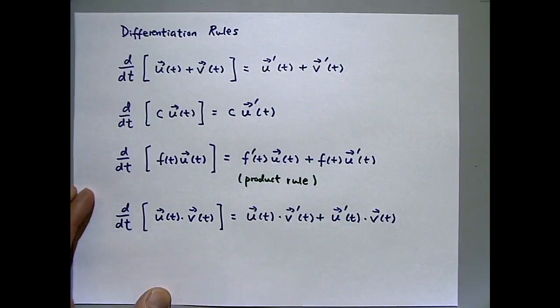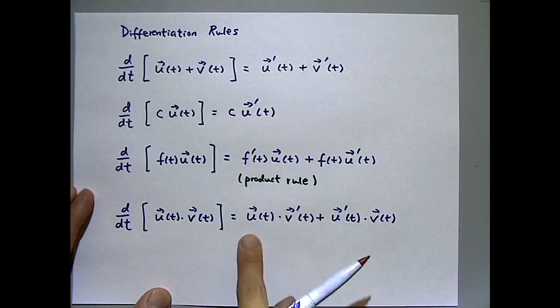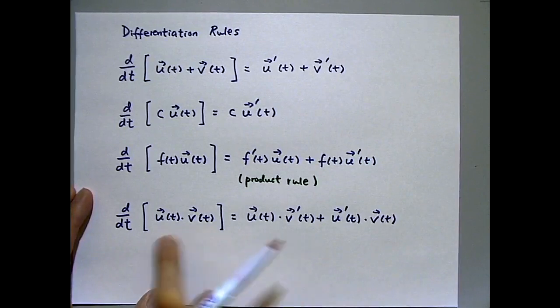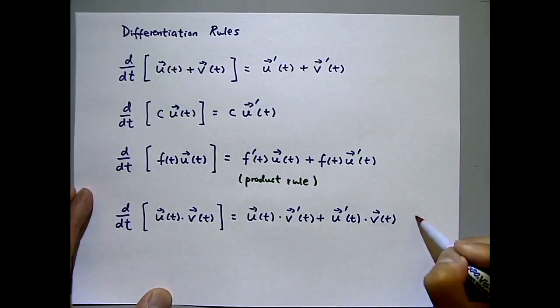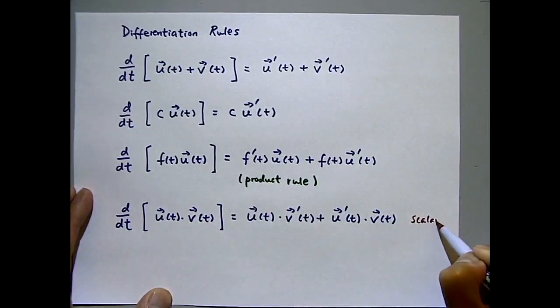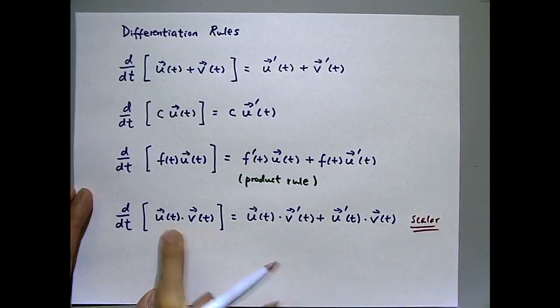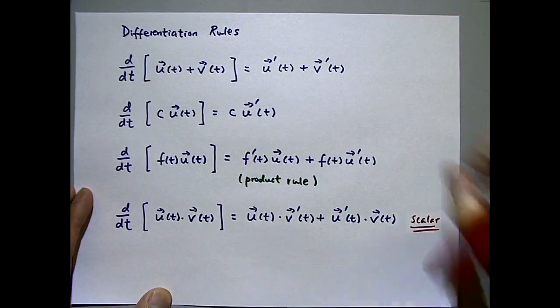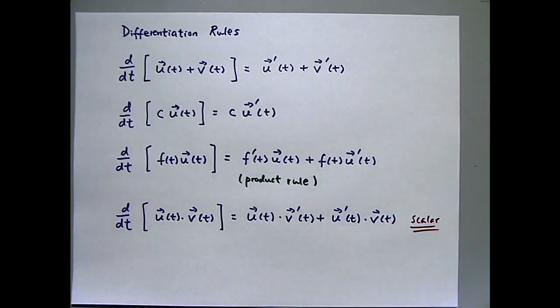Do I get a vector or scalar out of this? Scalar, that's right, because a dot product is a scalar. This right here will be a scalar function. The derivative of a scalar function must be a scalar. So the right-hand side will always give you a scalar in this case.